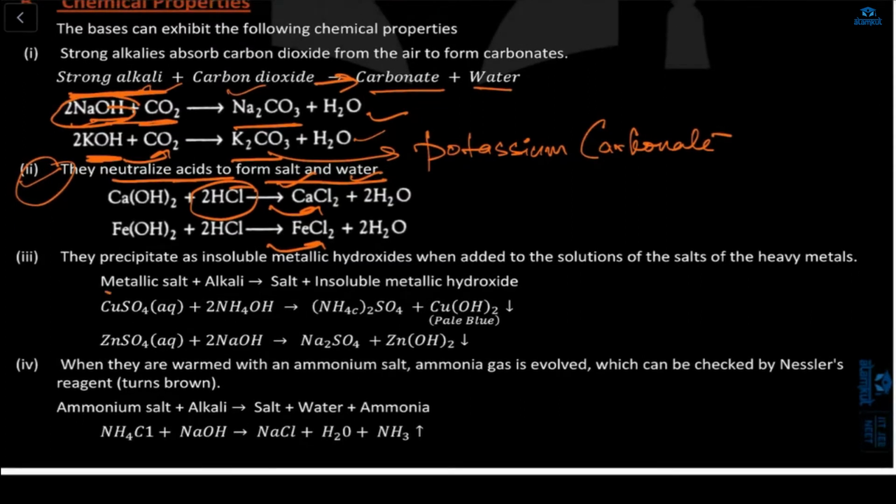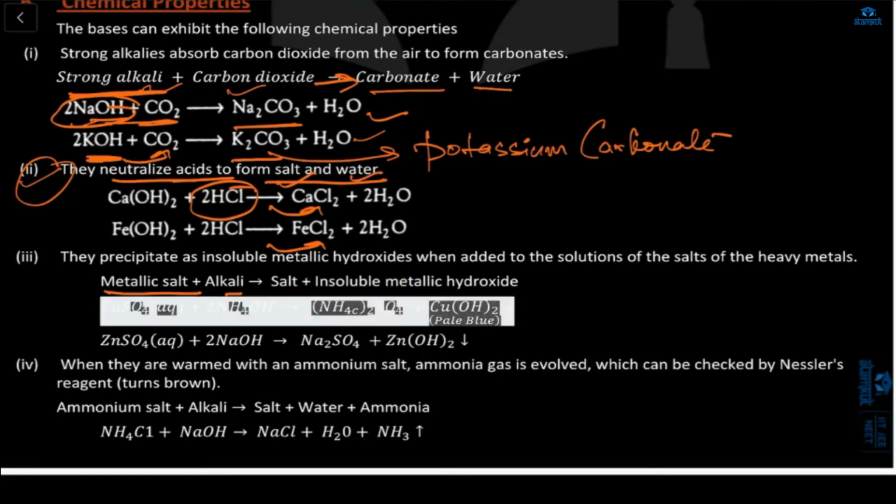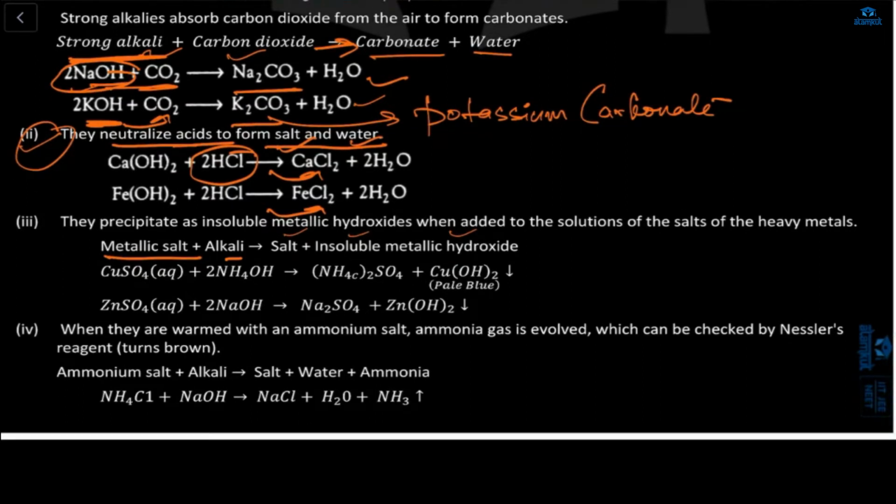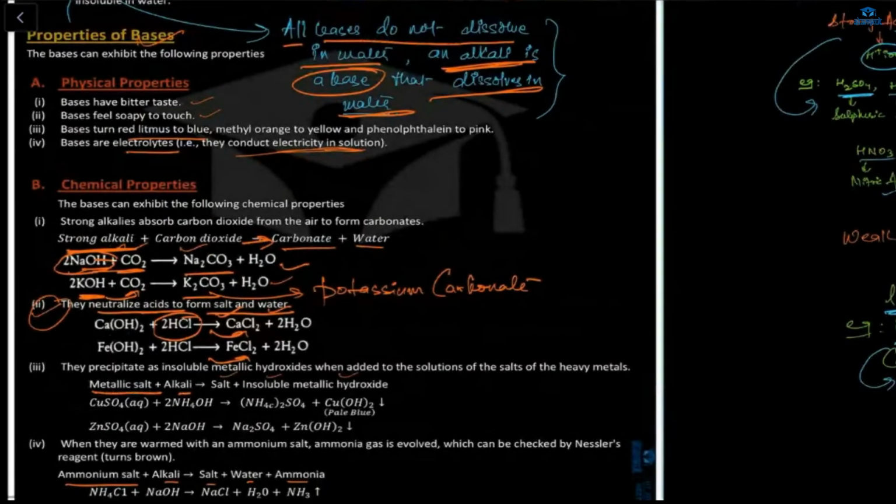The third one is metallic salt plus alkali will give salt plus insoluble metallic hydroxide. Now this is the fourth type: ammonium salt plus alkali gives salt plus water plus ammonia. These properties you have to go through once.